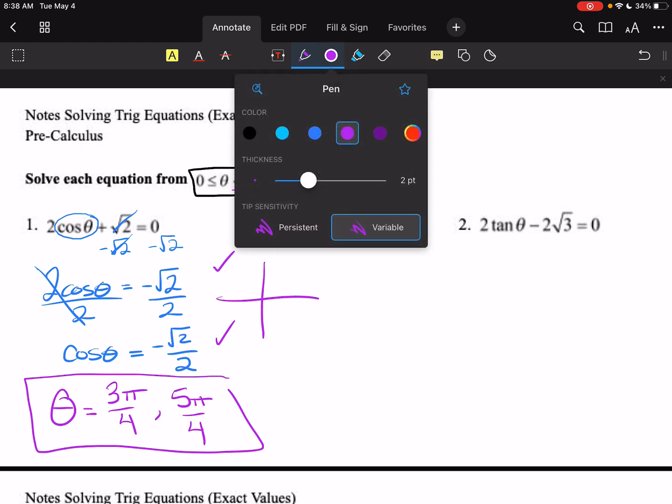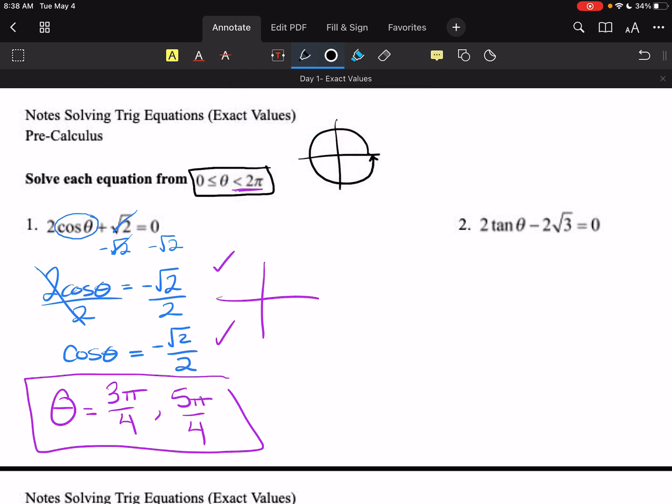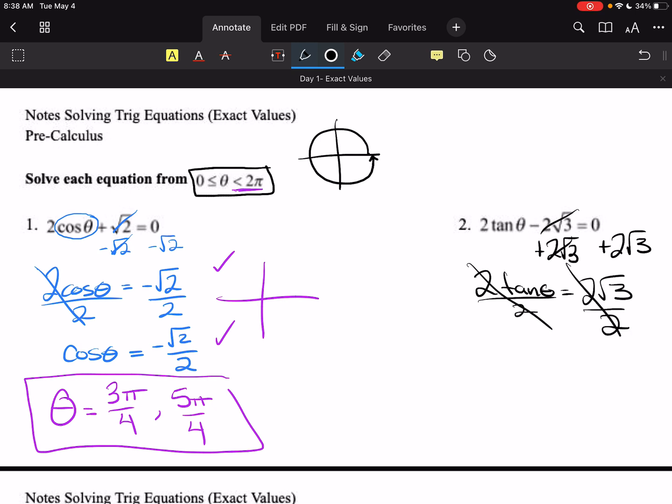Next example, let's look at dealing with tangent. So I need to isolate the tangent theta. So I'm going to add the 2 root 3. And then divide. So in this case, the 2's cancel, and I want to identify the angle that gives me a tangent of positive root 3.